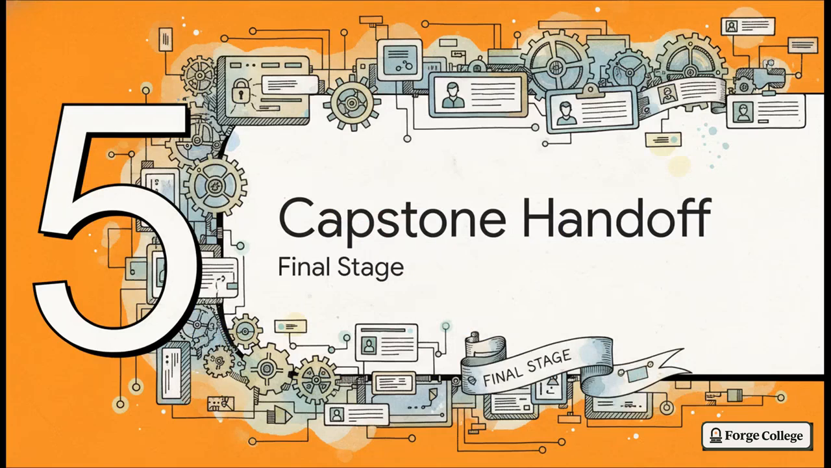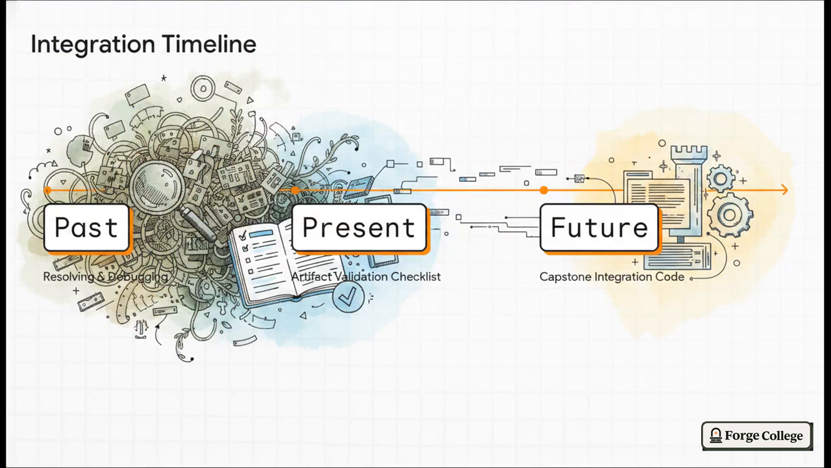And finally, Section 5, handoff for the Capstone. Let's wrap up our engineering schematic and look at how this timeline builds. We've moved from the past, deep in the weeds of debugging stale records, into the present, where we've synthesized an artifact validation checklist. This preparation is exactly what sets you up perfectly for the future, which is writing reliable Capstone integration code without getting bogged down in discovery and rework.